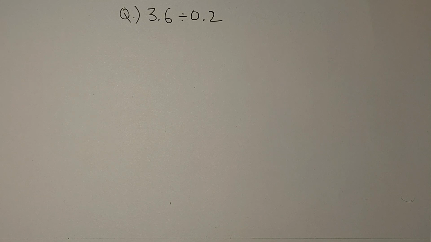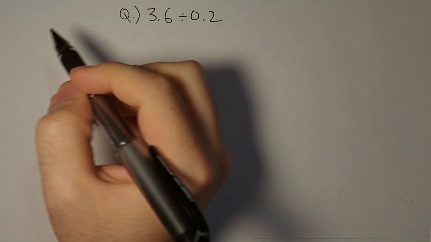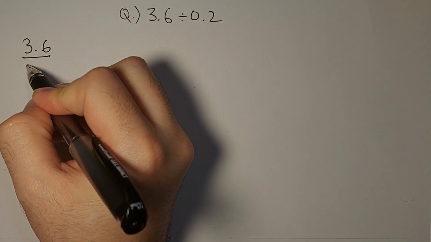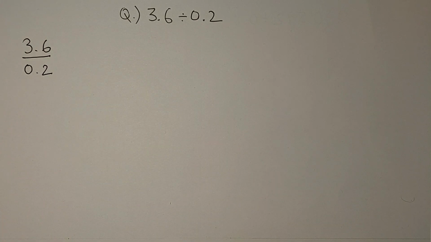In this video, we'll look at dividing decimal numbers. So the first question we have today is 3.6 divided by 0.2. So first, we write it like this, 3.6 divided by 0.2.